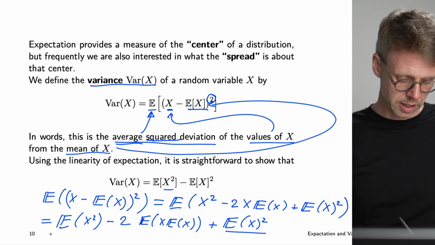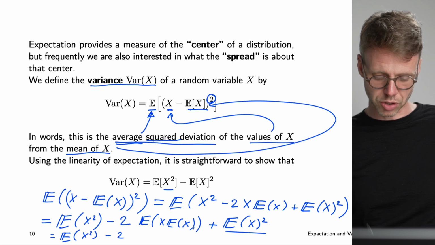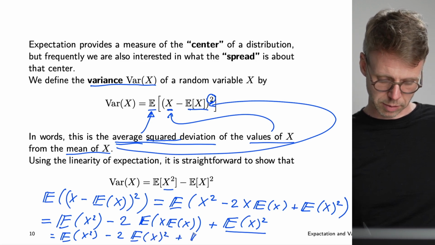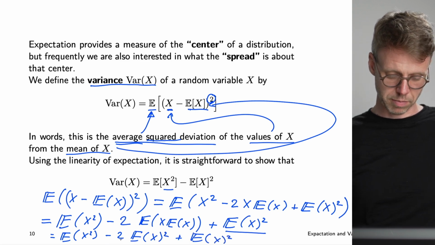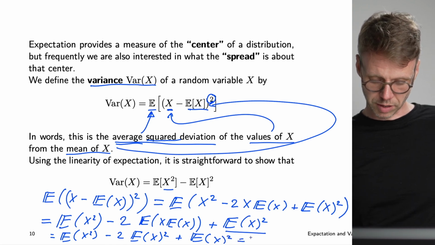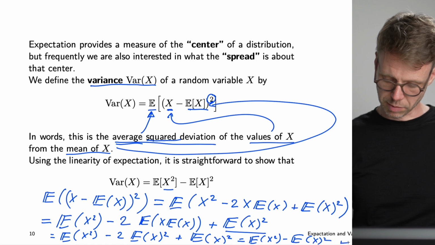So this is equal to E of x squared minus 2 times the expectation of x times the expectation of x, plus the expectation of x squared. Well, plus 1 minus 2 is equal to minus 1, which is equal to E of x squared minus E of x squared. Exactly what we wanted to show.